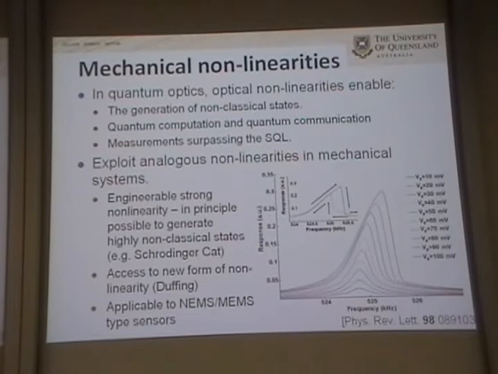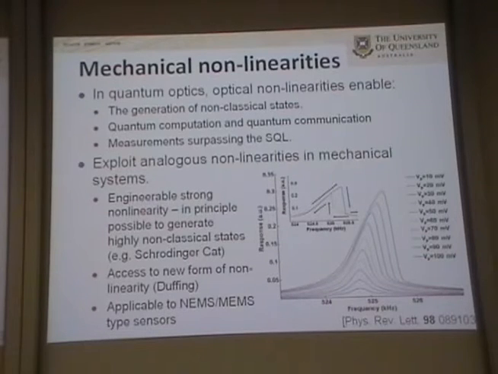But the nice thing with mechanical systems is, in an optical system, the nonlinearity is really just a fundamental property of the atoms. So you've got an atom, you apply an electric field, it strains the electron orbitals, right? And if there's some nonlinear response in that electron orbital, then you get a nonlinearity. There's not much you can do to engineer that. It's hard. There are some things you can do, but it's hard.